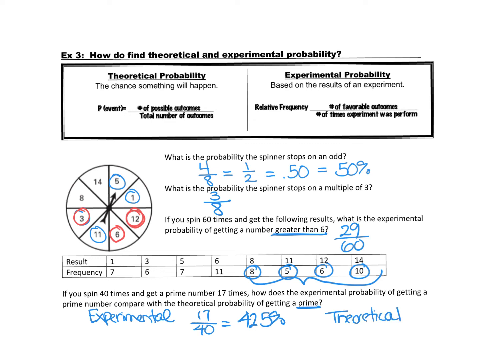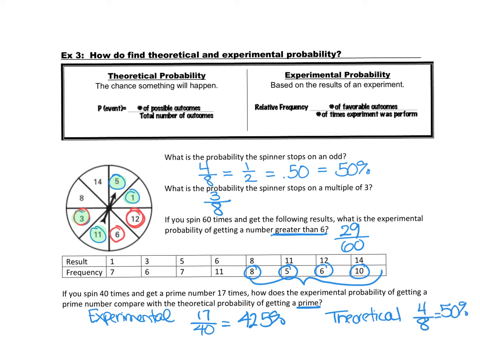So let's look for our prime numbers. And our prime numbers, I'll highlight those in green. Our prime numbers are the numbers that only 1 and itself can go into. So we have a 3, and we have an 11, we have a 5, and we have a 1. All right, so those are all prime numbers. And so we have 4 out of 8, which then we know is going to be 50%.